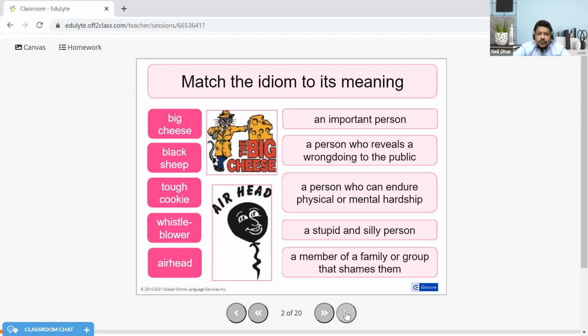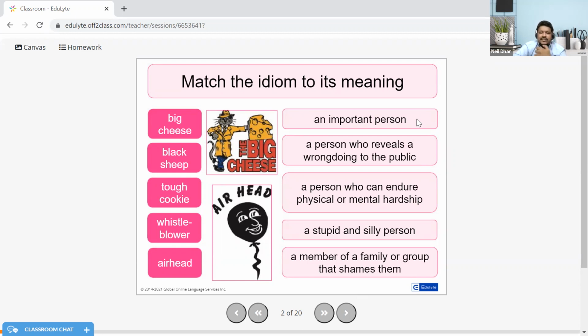Take a minute to figure out which ones would match on the left with the ones on the right. Okay, let's look at the first one. Big cheese. As I discussed before, it would mean someone who is important. So if we look, it says an important person.